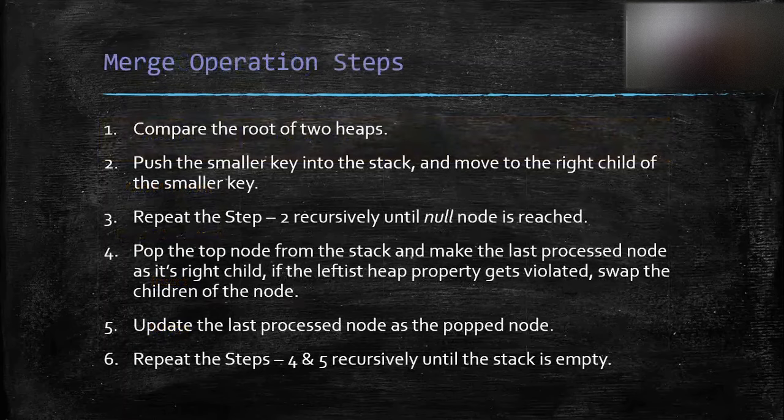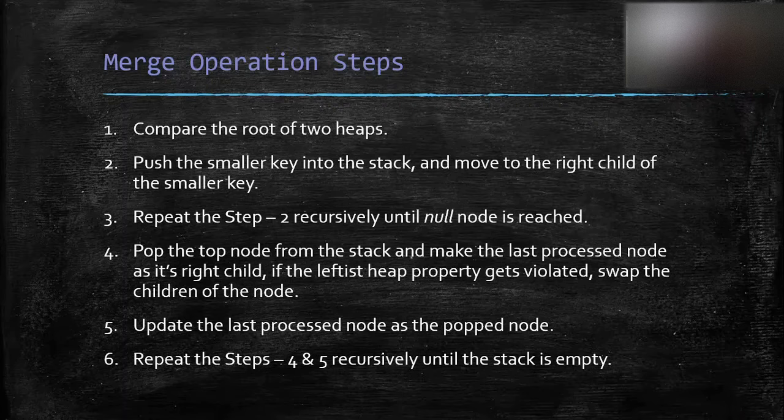There are operation steps for the merge operation. The first step is to compare the roots of two heaps. Assume there are two heaps, b1 and b2. We need to compare the roots of the two heaps, and we need to maintain a stack. If we do it by recursion, then it will already be maintained by the program. Push the smaller key into the stack and move to the right side of the smaller key.